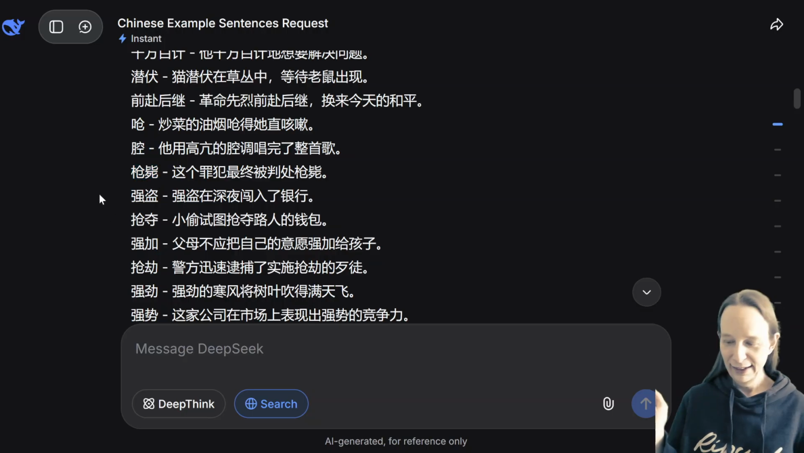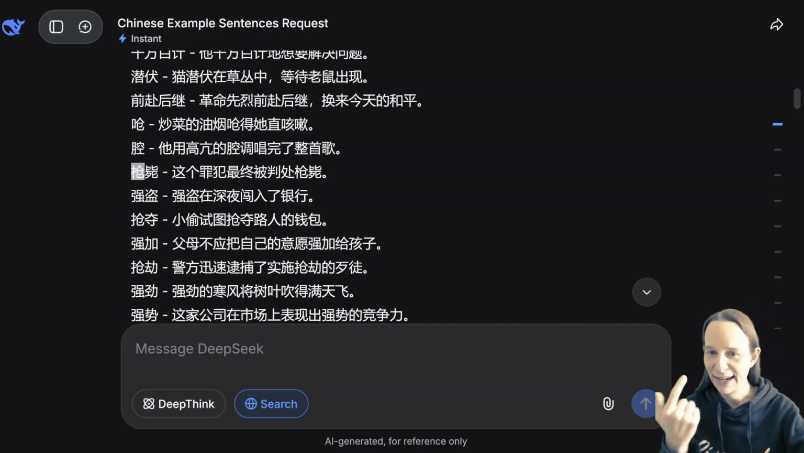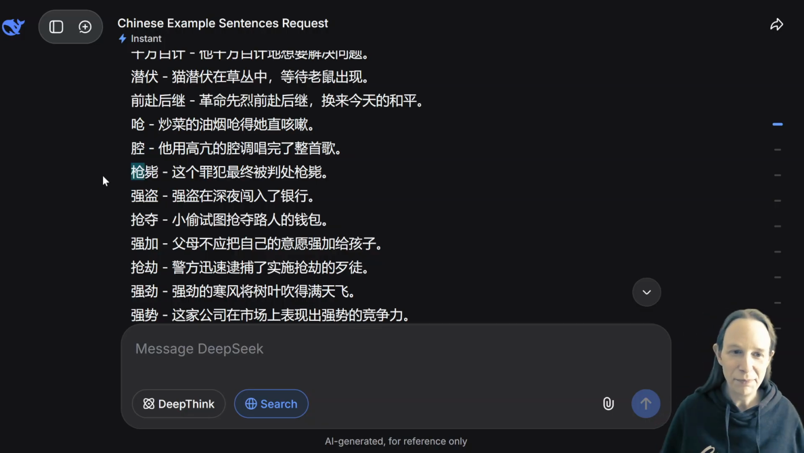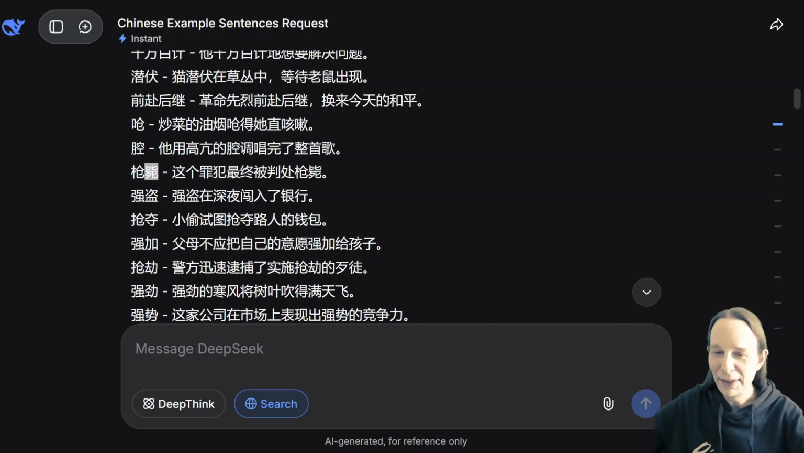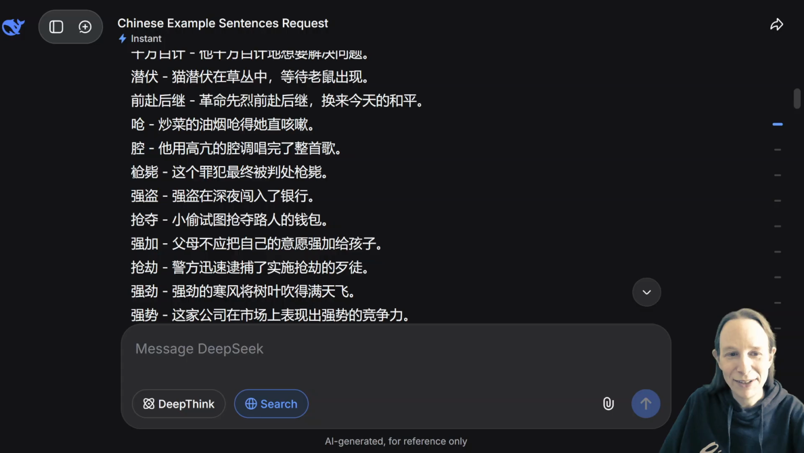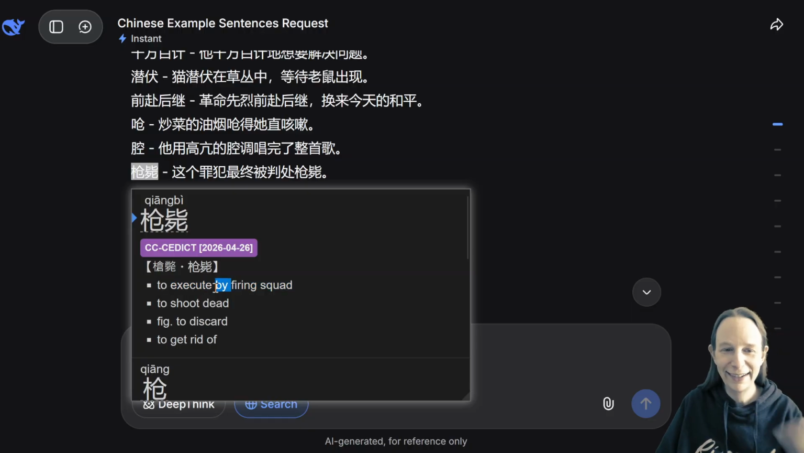All right. Next is 枪毙. So this 枪 here represents a gun. That's how guns function. 枪毙. 毙, well, it's kind of another word for die. 死. You can see 死 at the bottom there. I don't know the difference really. 枪毙. So presumably you're put to death by a firing squad or something like this. 这个罪犯最终被判处枪毙. Yeah, 枪毙. Execute by firing squad.